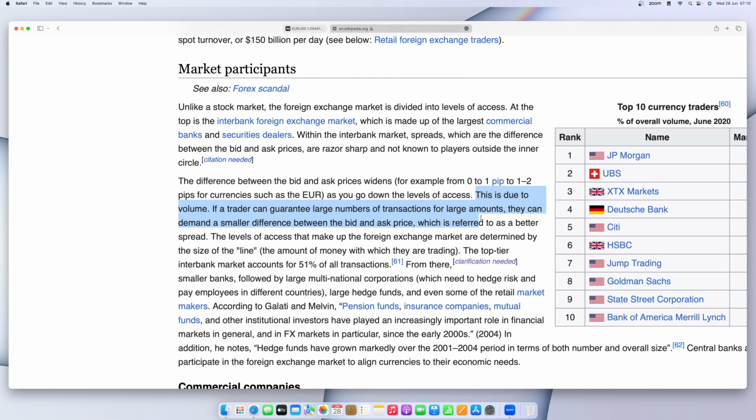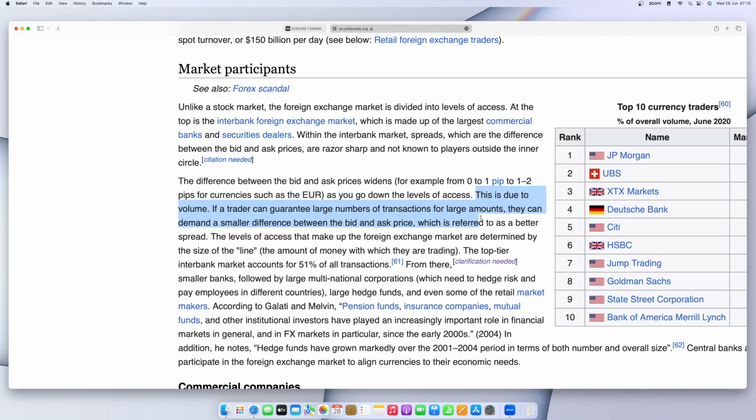So the levels of assets that make up foreign exchange markets are determined by the size of the line, and in brackets, the amount of money with which they are trading. Remember, the forex is divided into levels of assets, and this access is determined by the size, the amount of money with which they are trading. Like I said, we retail traders are on the last level, because we do not have the amount of money it takes to be on the same level with these big guys. So these people are what we call smart money now.